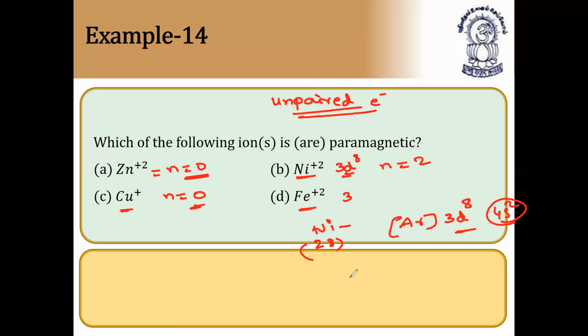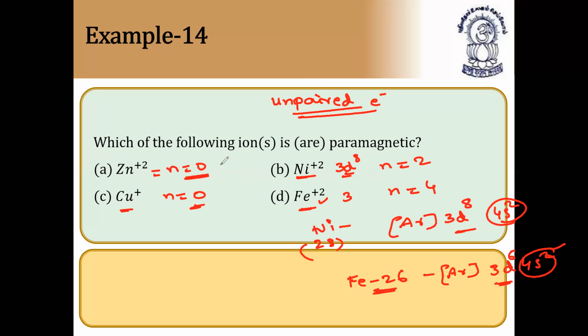And for iron, atomic number is 26, and it is argon 3d6 4s2. So 2 electrons are removed, so it is 3d6. So n is equal to 4. But a very important point is that it is ferromagnetic in nature. Iron is a special case of magnetism. So that's why it is ferromagnetic in nature.